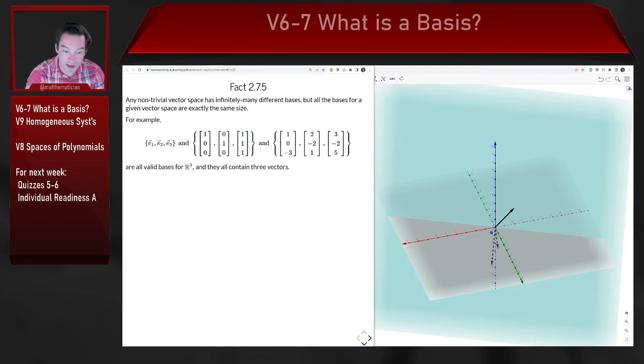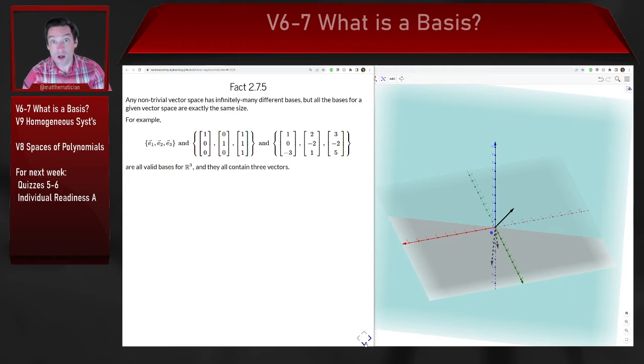So now that we understand what a basis is, it is a linearly independent spanning set for a vector space. We found out in the last activity that vector spaces can have multiple different bases. So anytime you say the word basis, you should probably put the indefinite article "a" in front of it instead of saying "the basis," because if you say "the basis," it connotes that there's only one. But there's infinitely many for any vector space of positive dimension.